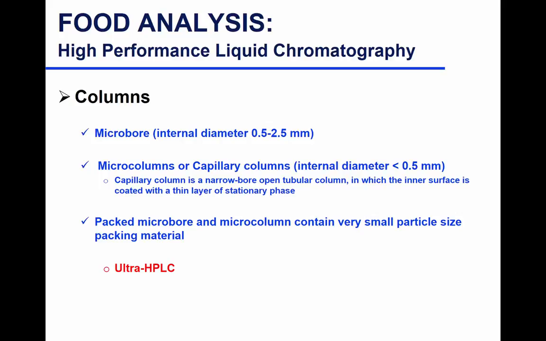However, you can have micro columns, which I don't have here with me, or capillary columns. Here the internal diameter is really, really small. Capillary columns are hollow, so they are open in the middle, and you have a stationary phase on the side. Even in HPLC, you have capillary columns. They have an internal diameter that is less than 0.5 millimeter. They can be packed or capillary hollow, with very small particle size material.